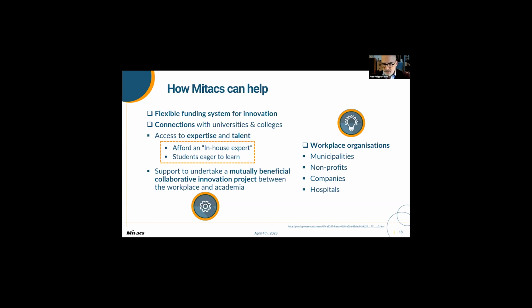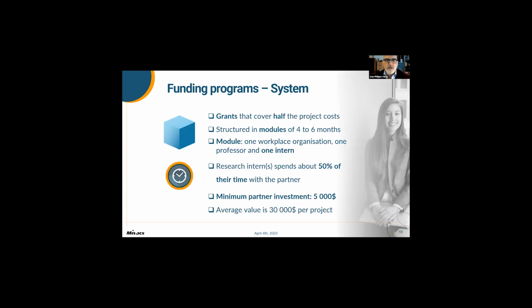Okay, so now let's move quickly to the actual funding model. That's where it gets a little bit interesting. Simply said, our grants cover half the cost of a project. The municipality or any other partner organization, private company, nonprofit, needs to cover the other half. Funding is structured in segments or modules of 4 to 6 months. One module requires one municipality, one professor, and one more key component, an intern. The intern must spend about 50% of their time with the municipality.